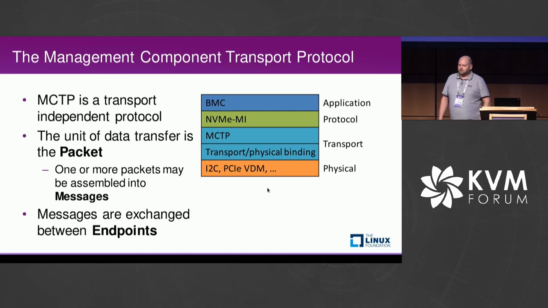The Management Component Transport Protocol is, as I said, transport independent. Everything is transmitted in the form of packets. That's the unit of data transfer, and the size of those is typically defined by the actual transport. These packets are then assembled into messages, and the messages are the content that's passed between these MCTP endpoints, which is basically a terminus. It's the entity that receives a message, handles it, and sends back a response.